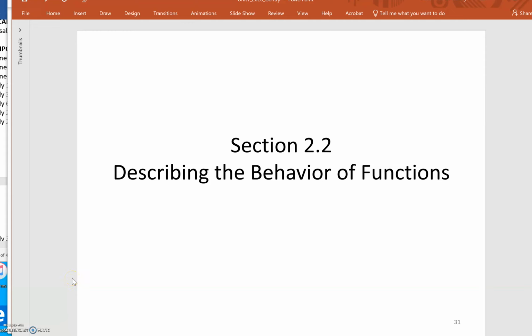Alright, so we're going to do section 2.2 now, in which we talk about function behavior. And what I mean by that are some basic function characteristics that allow us to distinguish one type of function from another. And there's lots of characteristics that we could look at. We're going to start with some very basic ones.